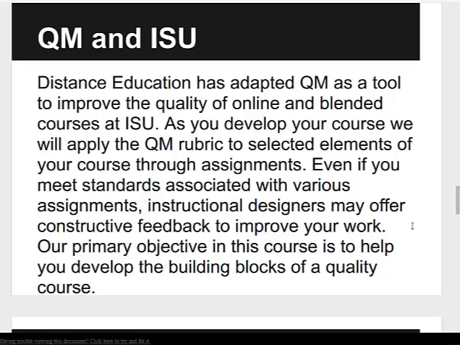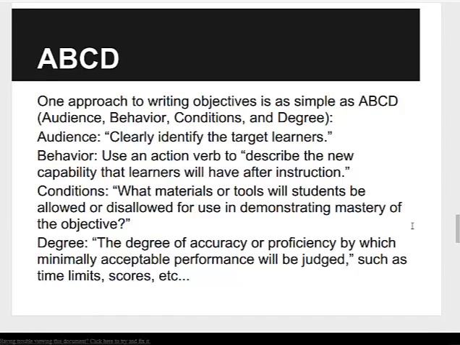One approach to writing objectives is the ABCD approach: audience, behavior, conditions, and degree. So your audience, you want to clearly identify who your learners are. The behavior, you want to describe the action or describe the new capability that learners will learn after the instruction. Conditions: what materials or tools will students be using or not be using to demonstrate this mastery of the objective? And the degree, by what minimal acceptance will it be judged? So a time limit, a score, things of that nature. And this is just the building blocks of writing an objective.